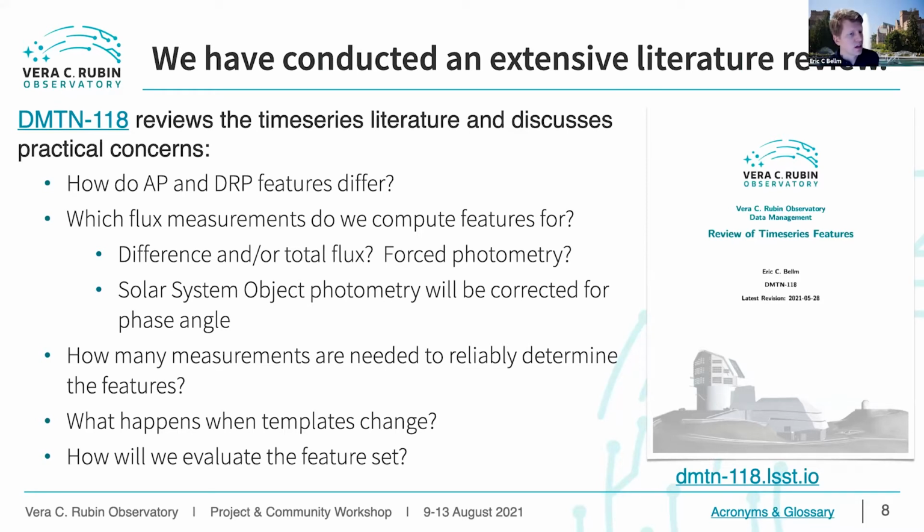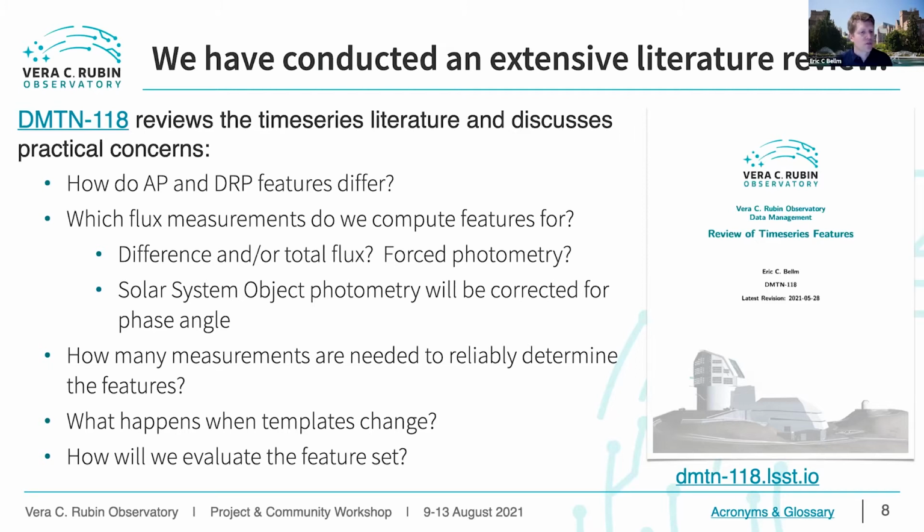It also lists a range of practical concerns that emerged as I was walking through this. I don't intend to answer these questions right now, but I just want to lay out broadly some of them. One is that the DPDD assumes a single set of features used across the survey, but it's not obvious that that's the right choice. Maybe AGN and the prompt real-time processing and the data releases should use different features. There's also complexity around which flux measurements we want to compute features on, whether the difference image flux or the total flux, and whether or not you're using the forced photometry measurements that will exist.